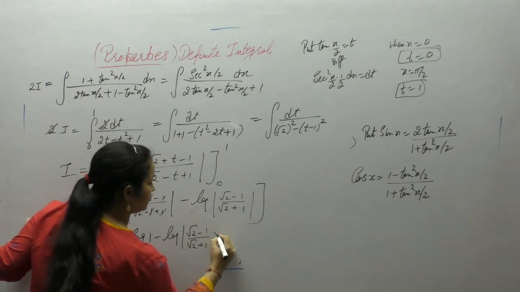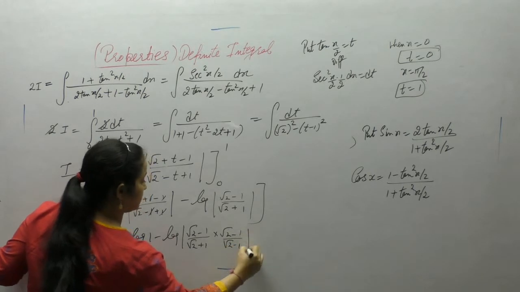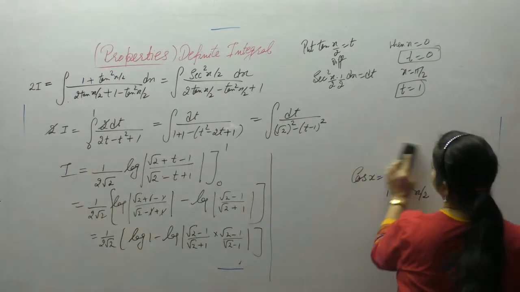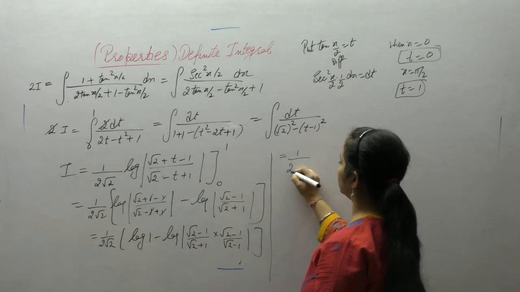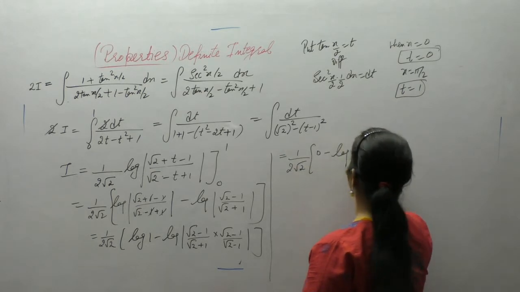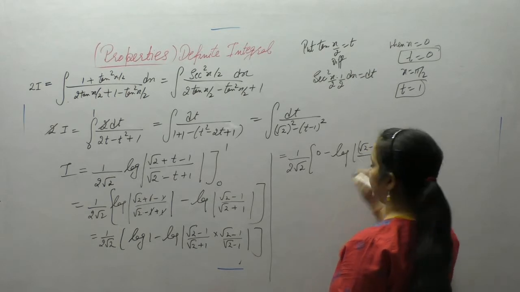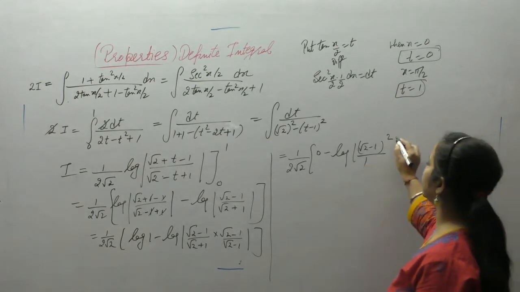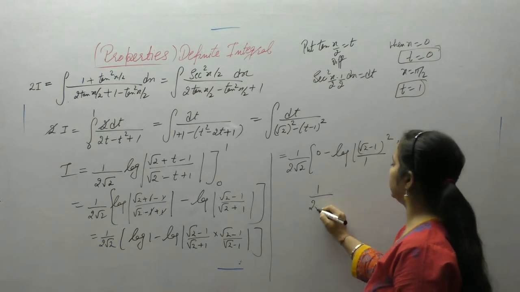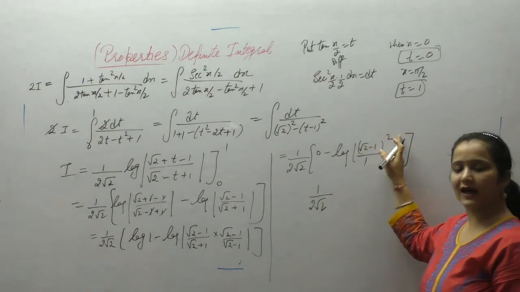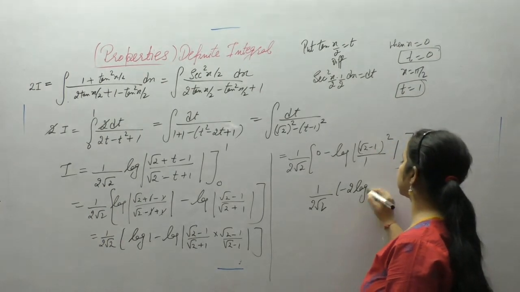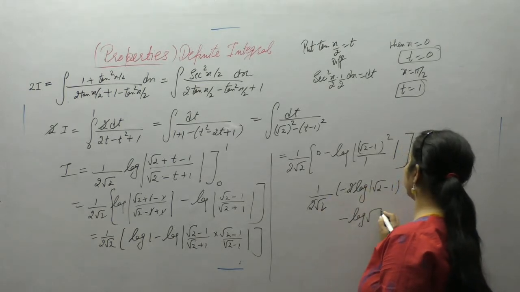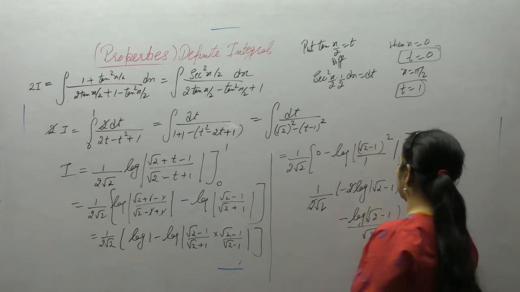Rationalize here. Log of 1 is 0. So we have 1 upon 2 root 2 times minus log of root 2 minus 1 whole square, using a plus b, a minus b is a square minus b square: root 2 square is 2, minus 1, is 1. Using the property log of x power m is m log of x, we get minus log of root 2 minus 1 upon root 2 plus 1.